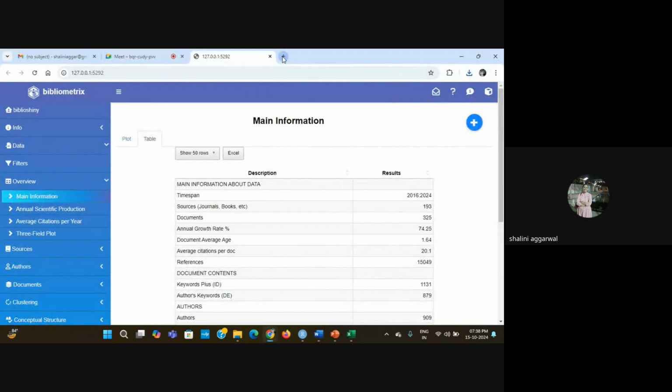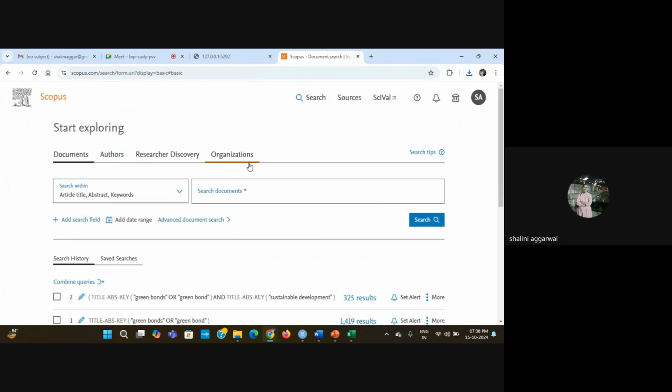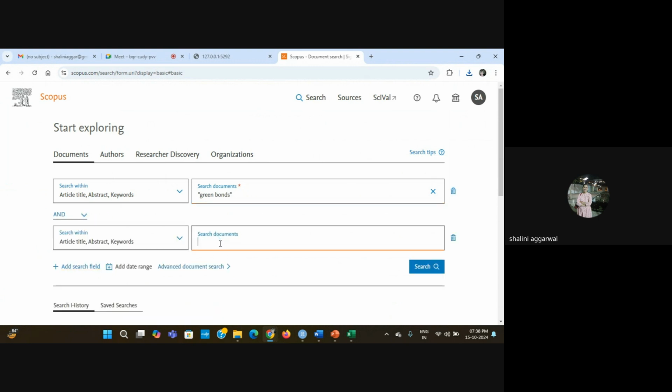I think I should show you this as well. So let me take you to scopus.com again. So today what I have done is, let me put a paper on green bonds, right? And let me use this word sustainable development.